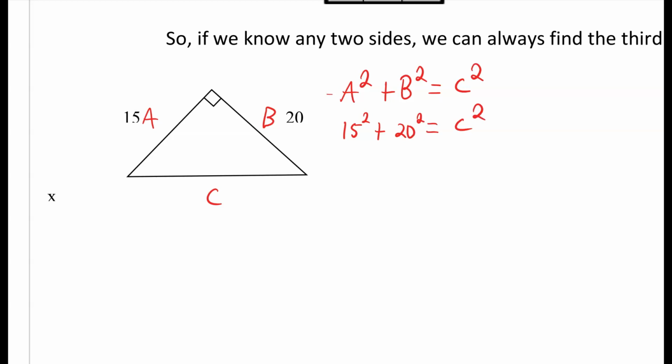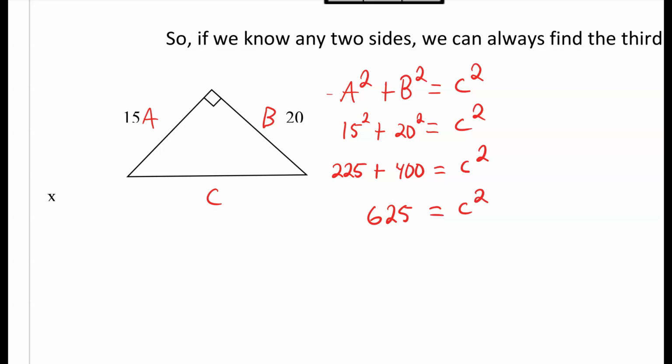Going back to our first page in this booklet, you can use it as a reference, but remember we do need to memorize these squares and square roots. Now 15 squared gets us 225, plus 20 squared gets us 400, equals c squared. 225 plus 400 gets us 625, equal to c squared.